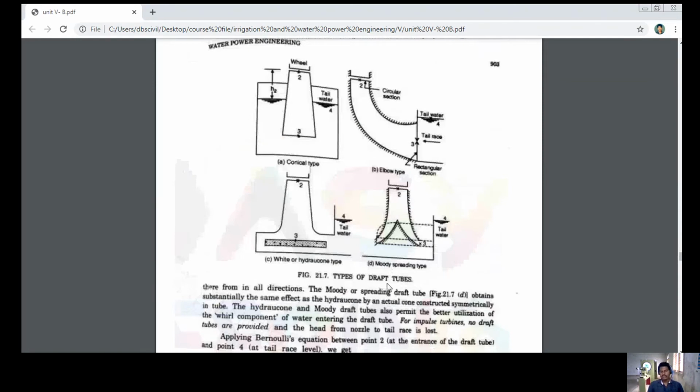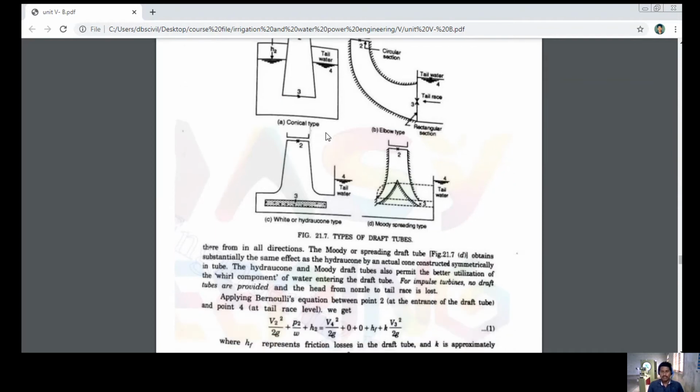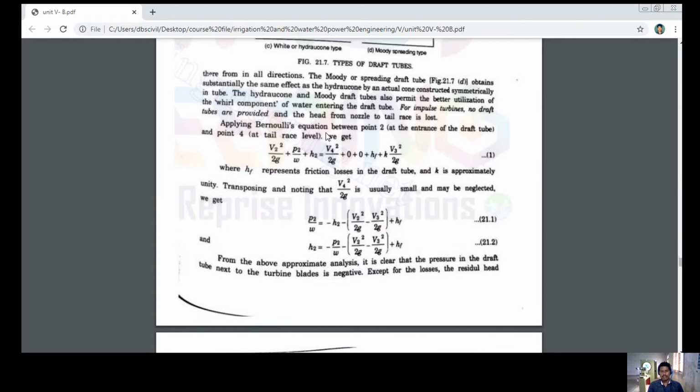From all directions, the Moody or spreading draft tube obtains substantially the same effect as the hydrocone by the actual cone constructed symmetrically in the tube. The hydrocone and Moody draft tubes also permit better utilization of the velocity component of water entering the draft tube. For impulse turbines, no draft tubes are provided and the head from nozzle to tail race is lost.